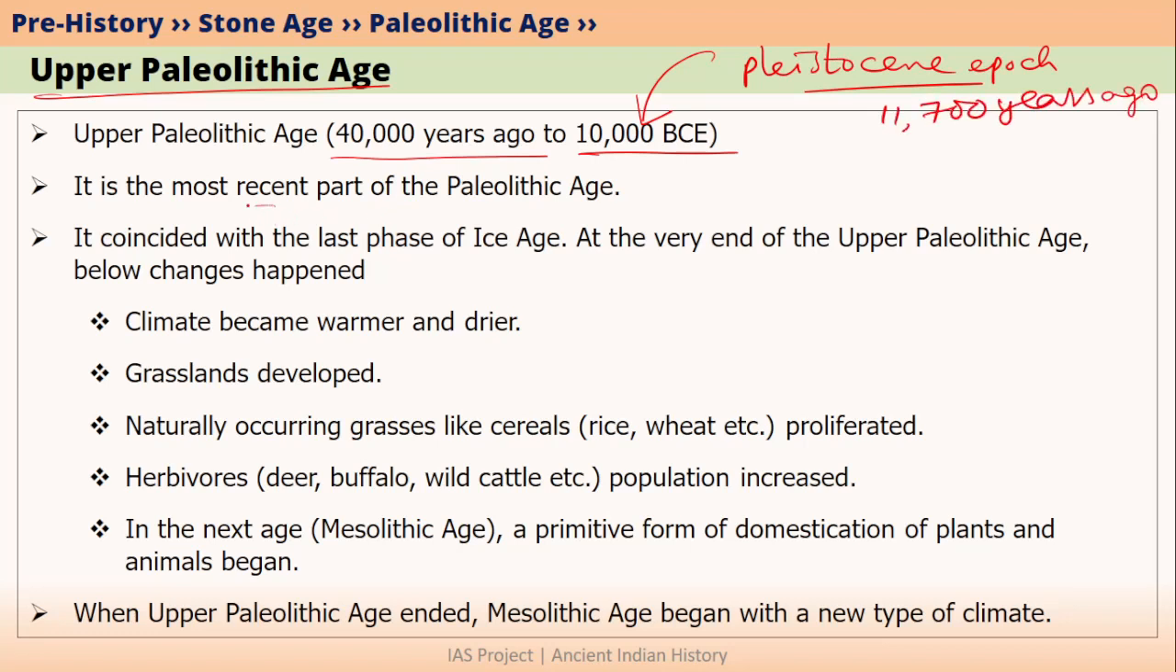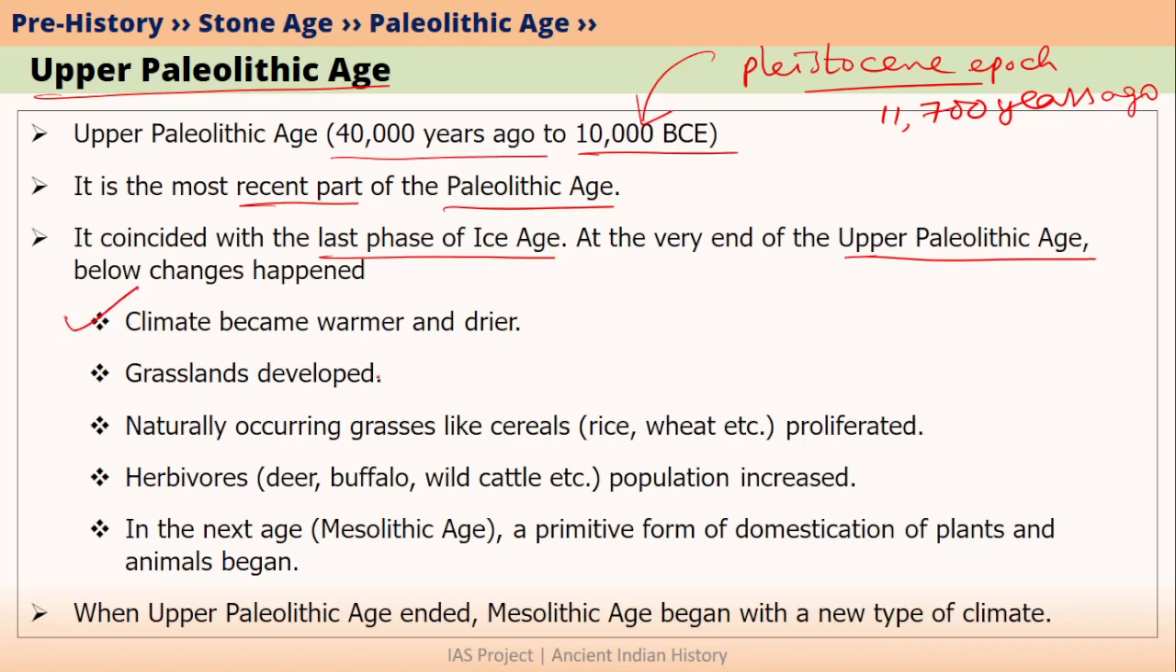So Upper Paleolithic Age was nothing but the most recent part of the Paleolithic Age. It coincided with the last part of Pleistocene epoch, that is the last phase of Ice Age. So at the end of Upper Paleolithic Age, the epoch has changed from Pleistocene to Holocene. Along with this change, there were certain changes that were happening in the environment.